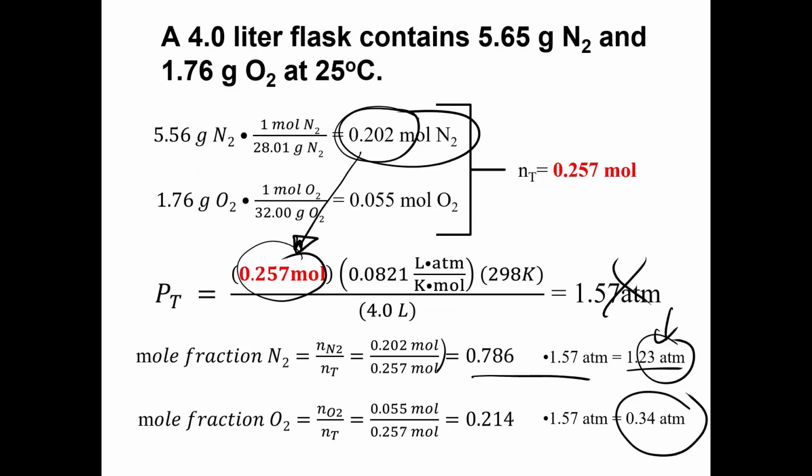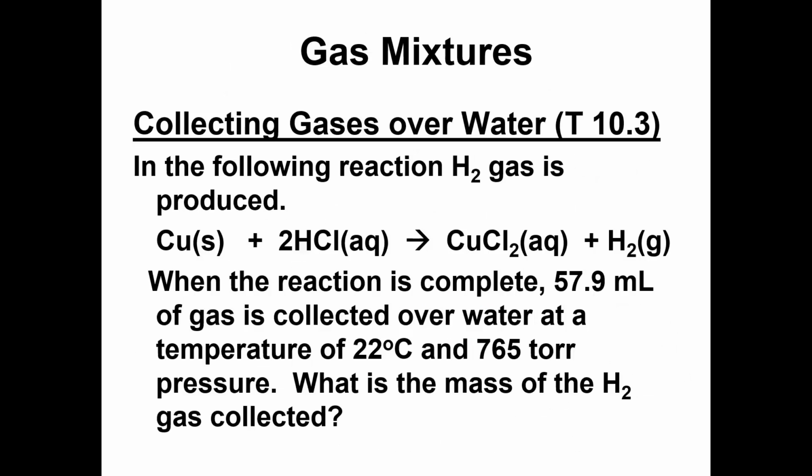Okay, so when you see a problem like this one, what you look for is "over water." So it's a stoichiometry problem. We have a piece of copper. We treat it with HCl, hydrochloric acid, and it generates hydrogen gas. So the following reaction, hydrogen gas is produced. When the reaction is completed, there are 57.9 milliliters of gas. Well, it's not hydrogen, it's hydrogen and water gas, right? It doesn't say hydrogen, so that's indication number one: it's collected over water.